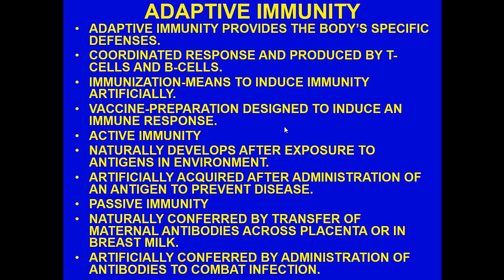Now, artificially conferred passive immunity can be done by the administration of antibodies to combat infection. Maybe you might have heard of somebody getting gamma globulin or mixed IgG. Basically, what you're doing is getting the antibodies from somebody who had already been exposed to the disease, so some of those antibodies will be targeted for the particular disease. But again, antibodies will not last more than 30 days.